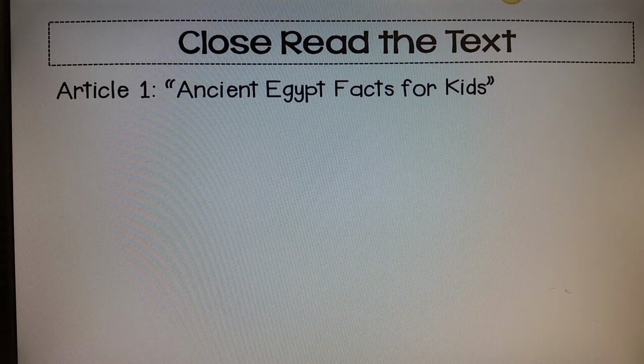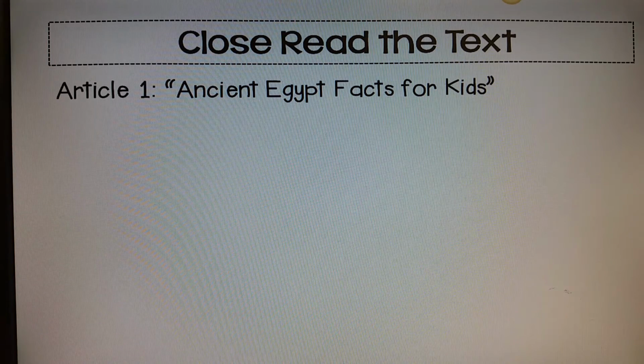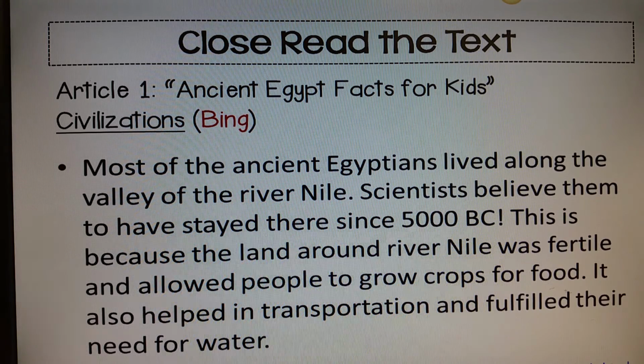So let's go back to the text now, boys and girls. We're going to close read the text. We're going to use the article 1, and I've selected just a passage from the section Civilizations. So in this passage, it reads, most of the ancient Egyptians lived along the valley of the River Nile. Scientists believe them to have stayed there since 5000 BC. This is because the land around River Nile was fertile and allowed people to grow crops for food. It also helped in transportation and fulfilled their need for water.